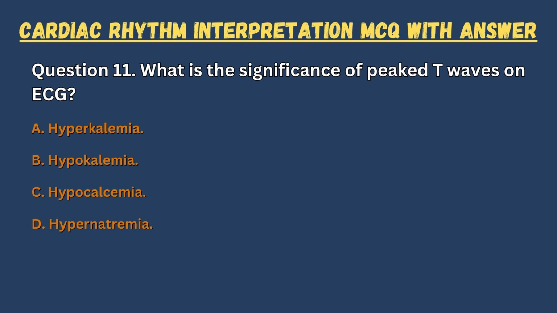Question 11. What is the significance of peaked T waves on ECG? A. Hyperkalemia. B. Hypokalemia. C. Hypocalcemia. D. Hypernatremia.